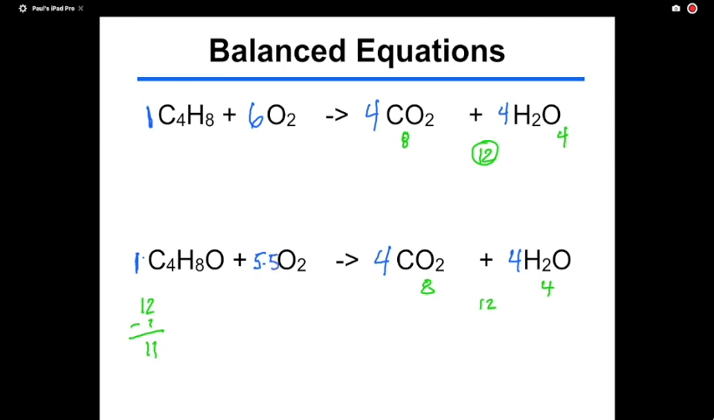5.5 times 2 is 11. Is that right? No. Can you have half an oxygen? No. So that's a problem. Okay? Two things you can do at this moment in time.